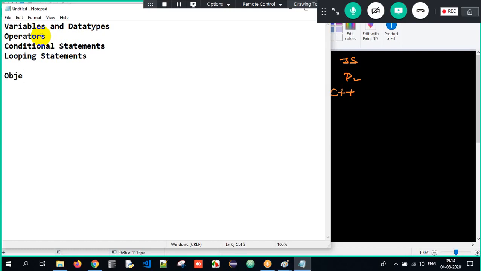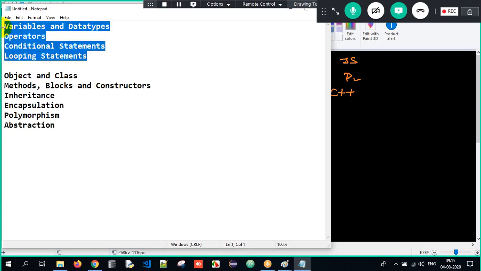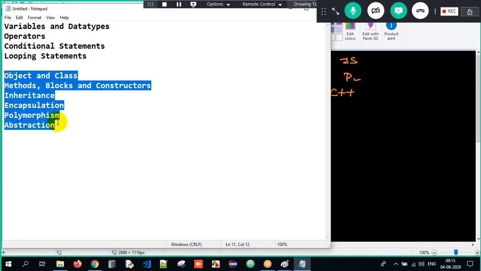Then we would be getting into object oriented. You'll be learning what is object and class. Then you'll be learning what are methods, what are blocks, and what are constructors. Then we have inheritance, encapsulation, polymorphism, and abstraction. These are the core Java, the basic things which you'll be learning in Java. And we have access specifiers, abstract, interfaces, overloading, overriding, everything. It's all covered over here.